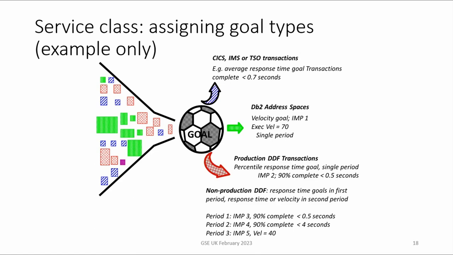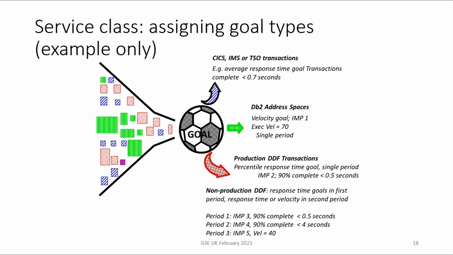And then for my non-production DDF, I'm doing a subset of this stuff here. So non-production DDF, in this particular example, I've got response time goals in the first period, and either response time or velocity in the second period, and velocity in the last period. So in this particular example, I have non-production DDF that starts in importance 3, 90% of which should complete in half a second.